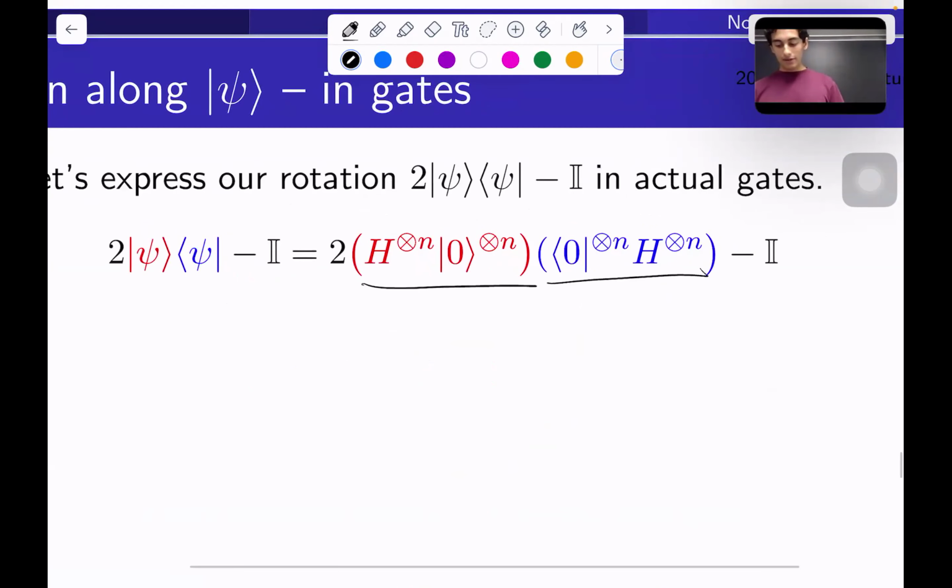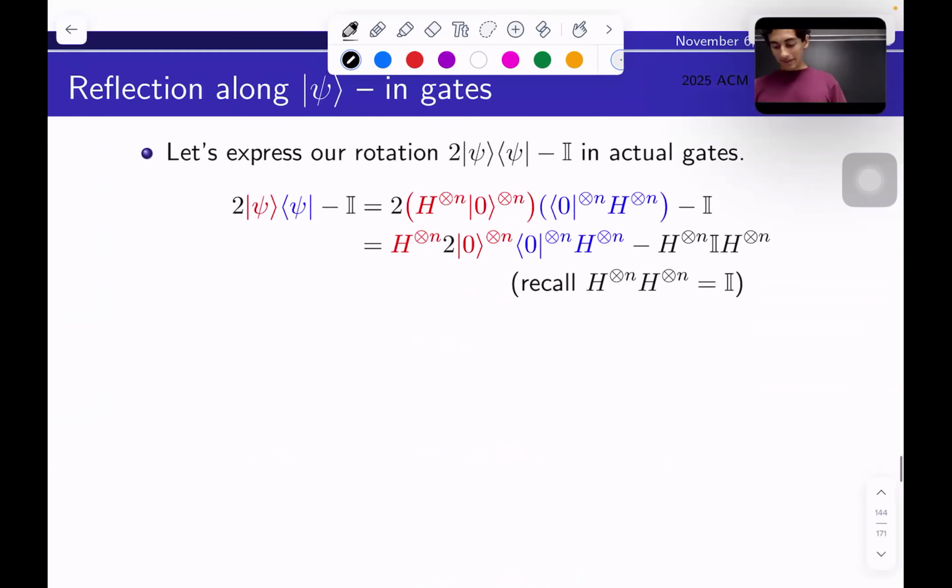And then here we can do the same thing, except we take the transpose of it, but the rule is we swap the order of them. So we get a bra n bra zeros, and then again this H. Does that make sense? Like how I subbed in psi, and then its transpose? Good. Right.